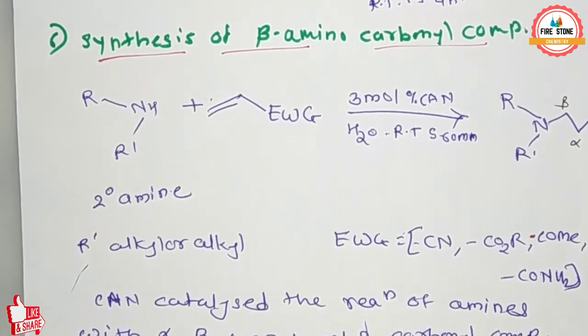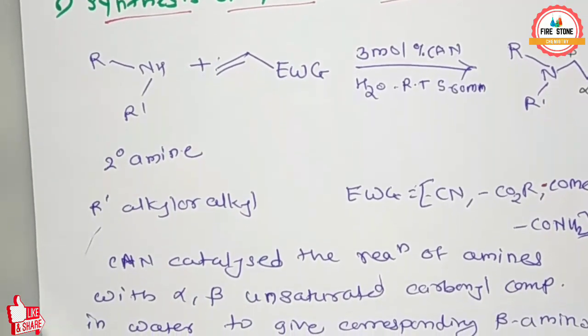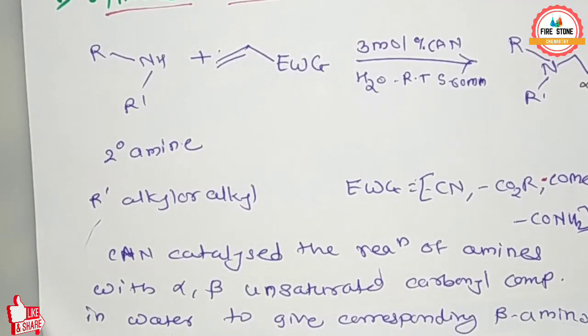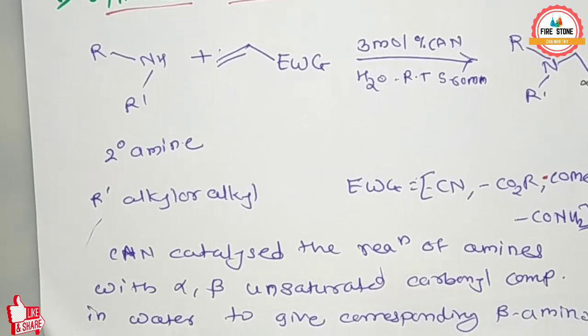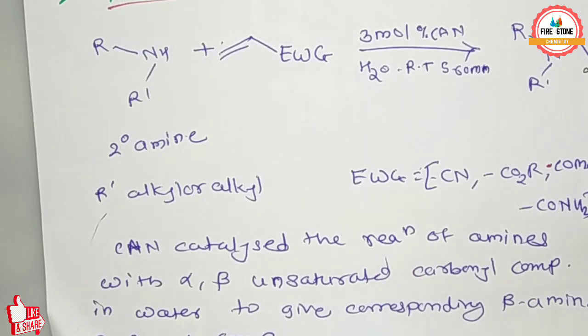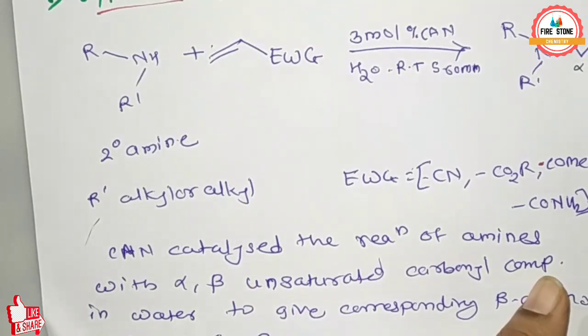CAN catalyzes the reaction of amines with alpha beta unsaturated carbonyl compounds in water to give the corresponding beta amino carbonyl compound. So CAN is again used as a catalyst, and the product is a beta amino carbonyl compound.